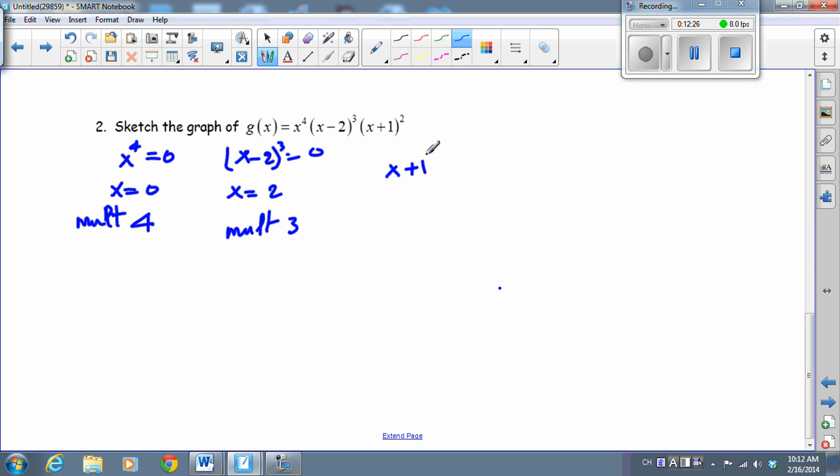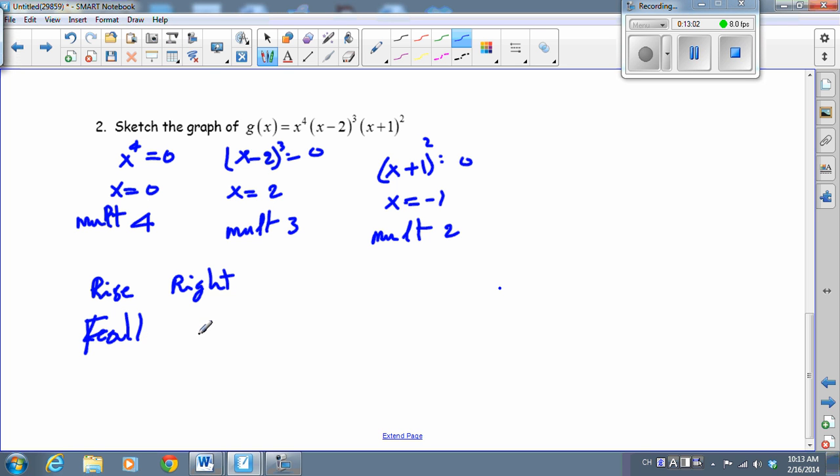And x plus 1 squared equal to 0. That means x equal negative 1, and this one will be multiplicity 2. The leading coefficient here is going to be 1. Leading coefficient is 1. That means it will rise right, since it's positive. The highest power of this will be 4 plus 3 plus 2, that will be 7, 8, 9. It will be odd, so it does the opposite. So it will fall left.